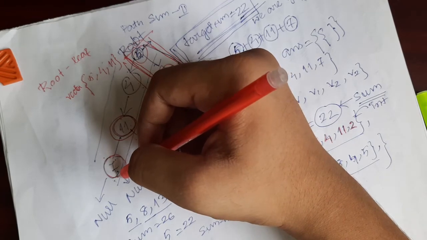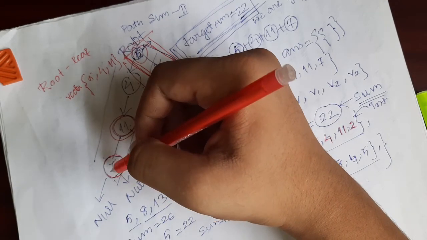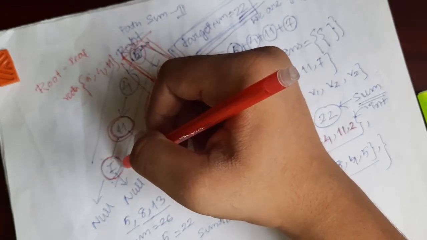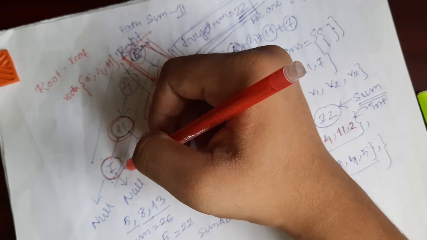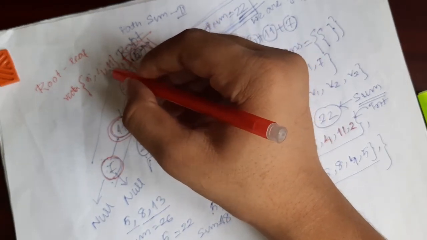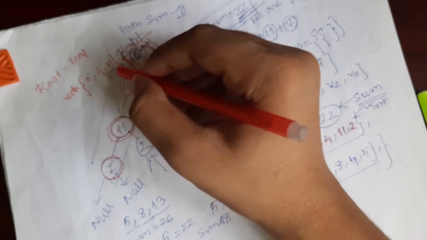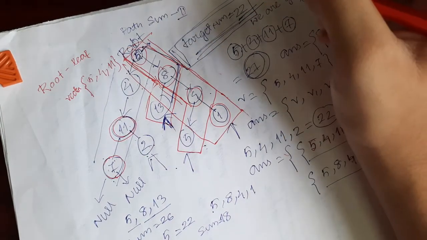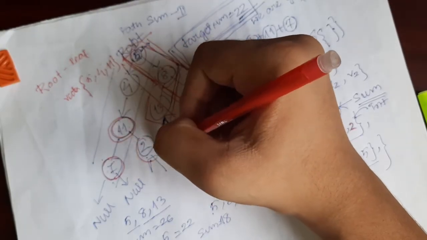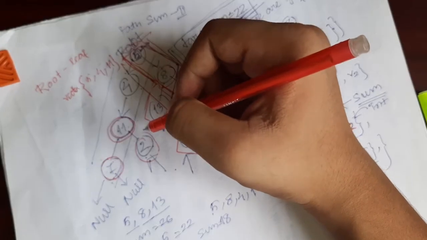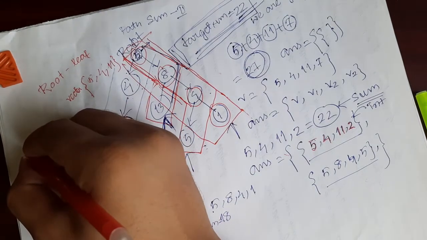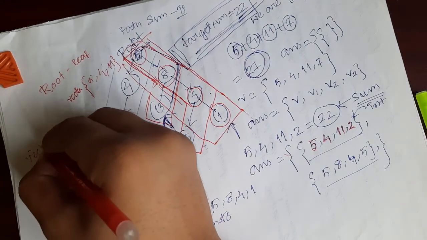So when it goes to 7, 7 is the leaf node and both nodes after that are null, so we can easily check that this is the leaf node. If the sum is not equal to the target sum, we are not going to add it, so we will simply return from that. And if the sum is equal to 22, this is our answer, so we will put that vector into our answer vector.